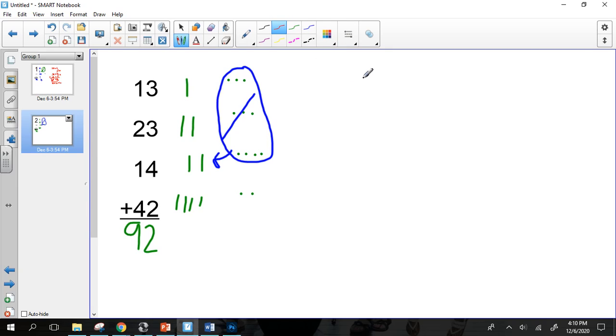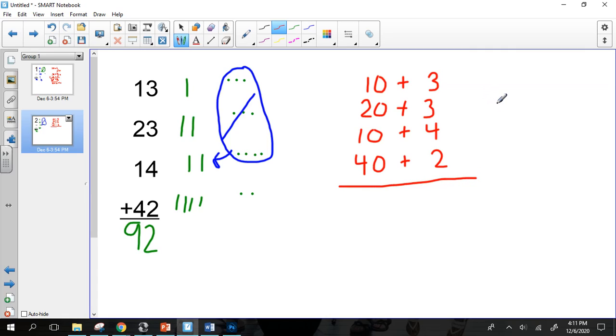I'm going to use a different color pen. So let's break apart 13. We have 10 plus 3 more. That makes 13. Let's break apart 23. That would be 20 plus 3 more. Okay, think about how we would break apart 14. That would be 10. Yes, there's a 1 in the tens place plus 4. And then break apart 42. So we have 40 plus 2.